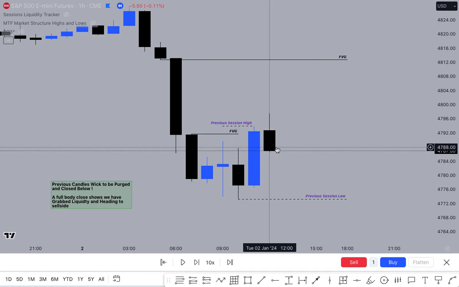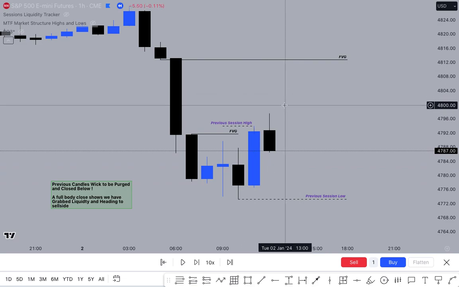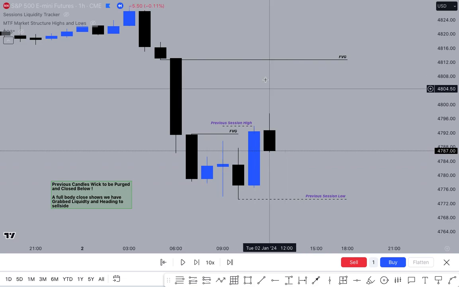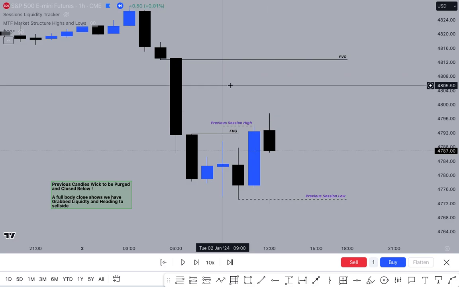This is an indicator to us now that the following candle is going to be bearish. That goes with our bearish daily bias and our bearish monthly bias. Okay, we've raided and tapped into this 1 hour FVG.